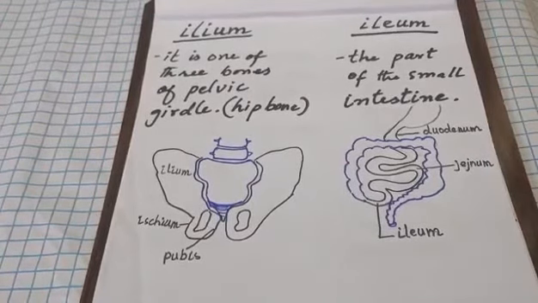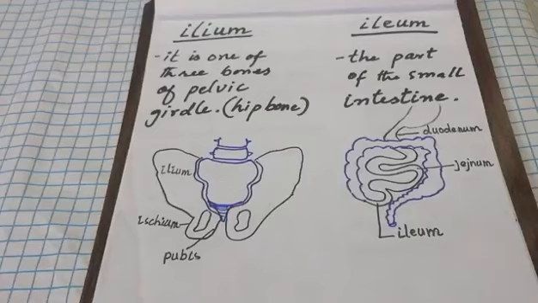The other word, ileum, I-L-E-U-M, is a part of the small intestine. As you can see in the diagram, the small intestine joins from the stomach. The small intestine is basically a coiled structure. It has three portions: duodenum, jejunum, ileum.